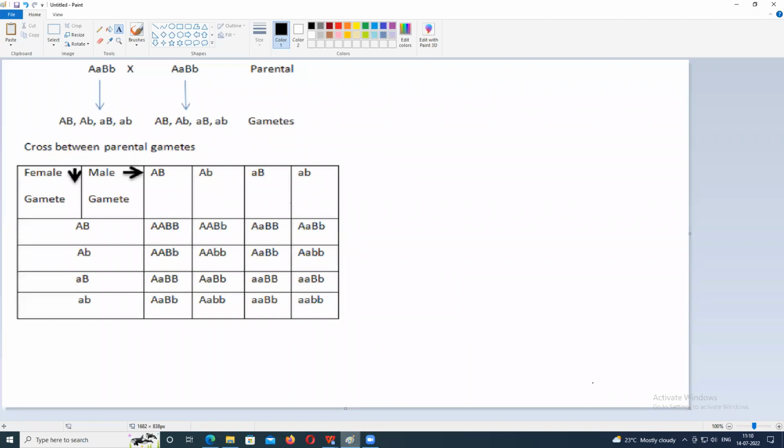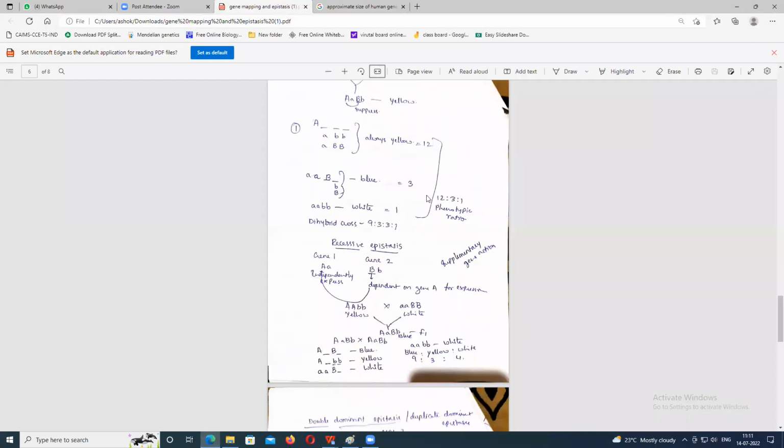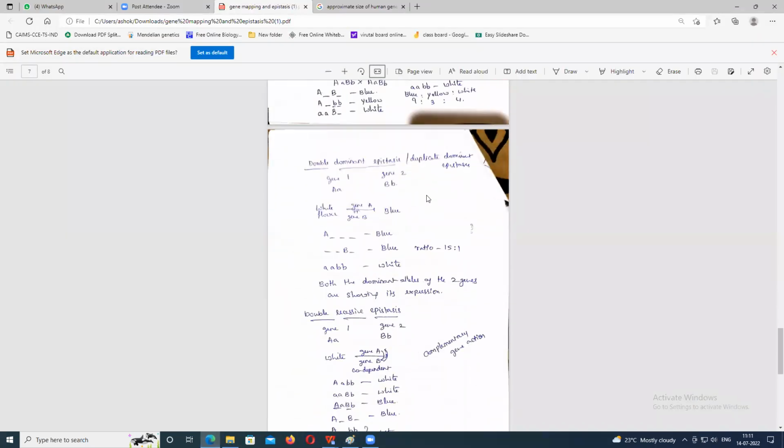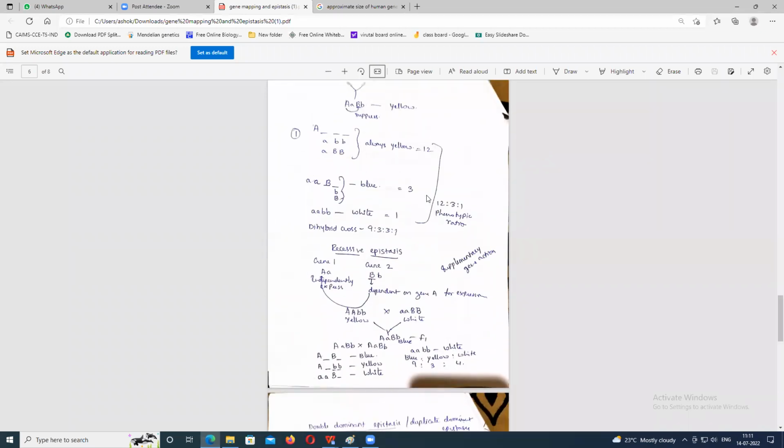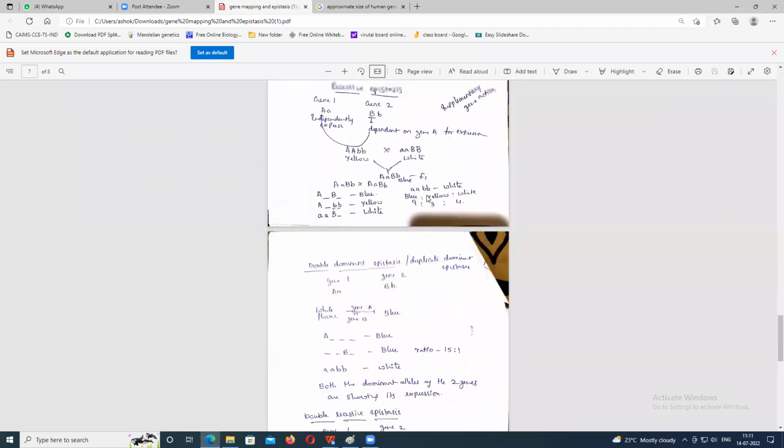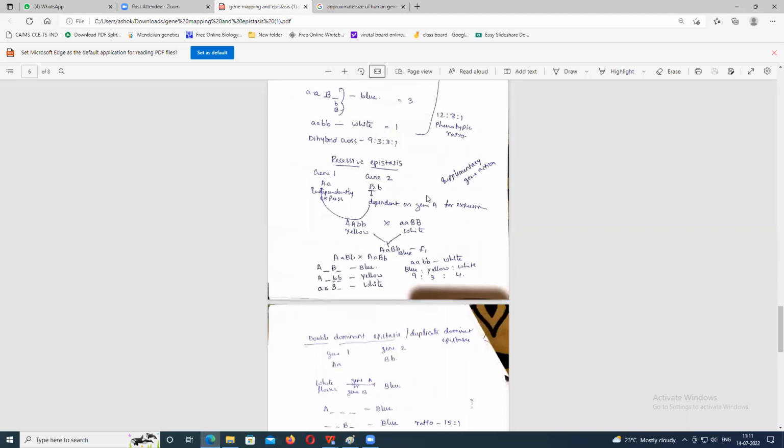Okay. Shall we move on with the other type? Going to the next one. Recessive epistasis.